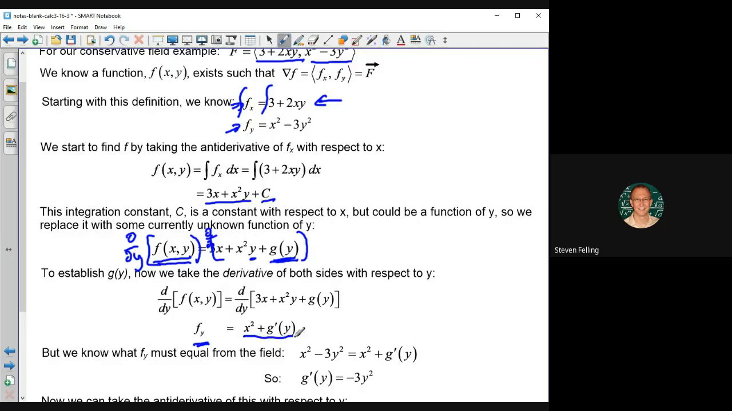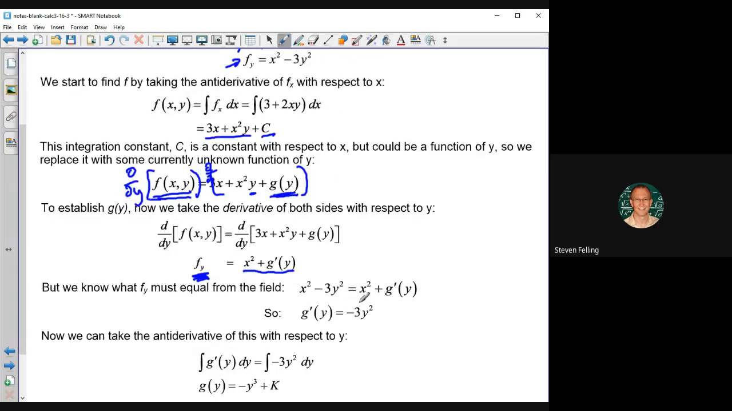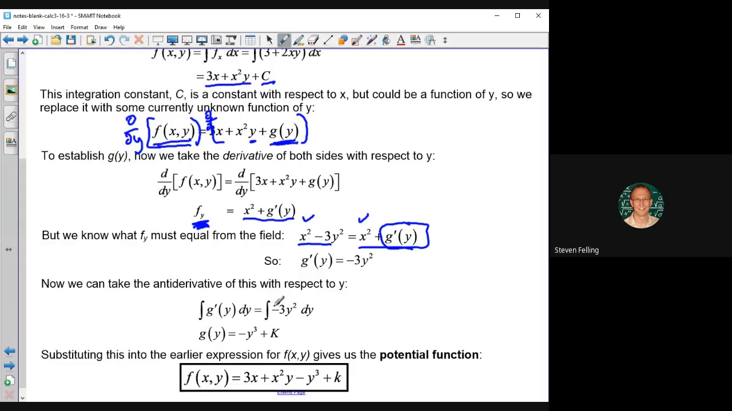And that is equal to the partial derivative with respect to y. But we know that for this potential function, f_y must equal the y component of the field. So we just force it to be equal to that, and then we can solve for whatever g prime of y is. Because these x squareds are on both sides, g prime of y has to be negative 3y squared. Once we have that, we can take the antiderivative of both sides to get what the g function is. The antiderivative of the derivative of g is just g of y, and the antiderivative of negative 3y squared is negative y cubed plus some final integration constant. And that one will be an actual constant.